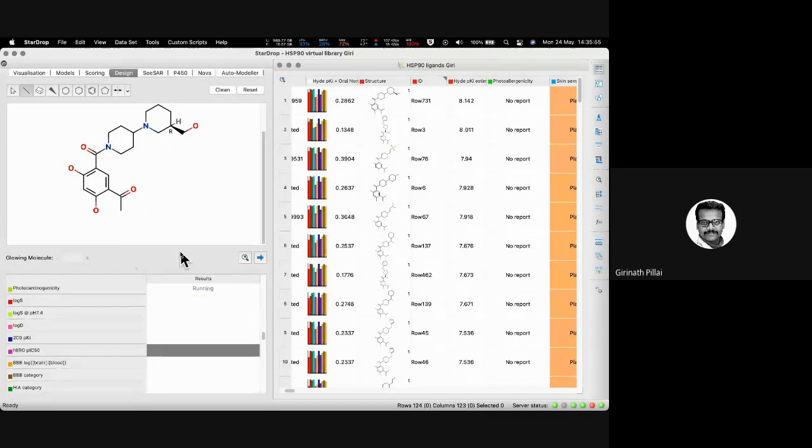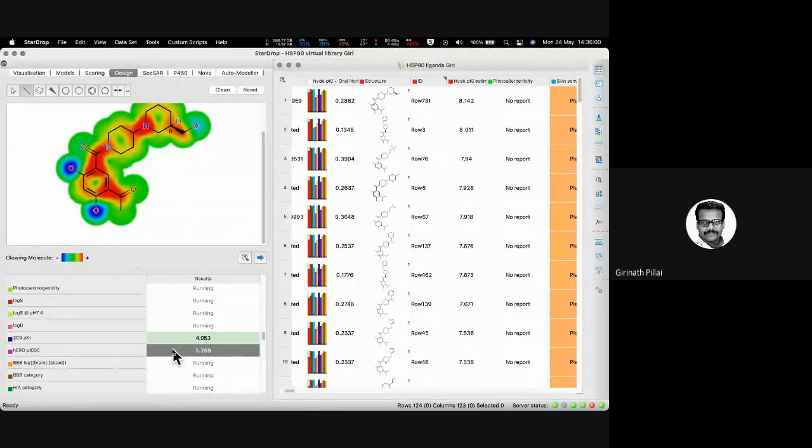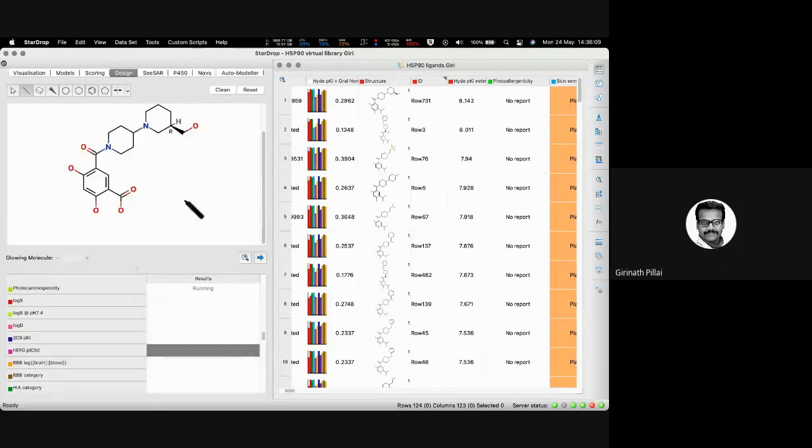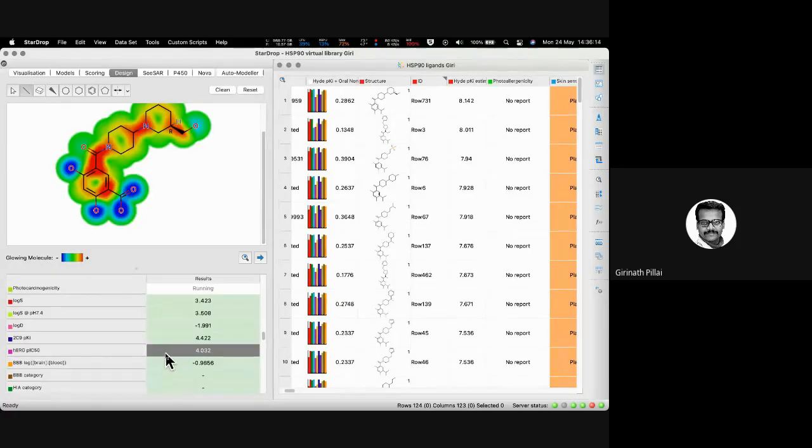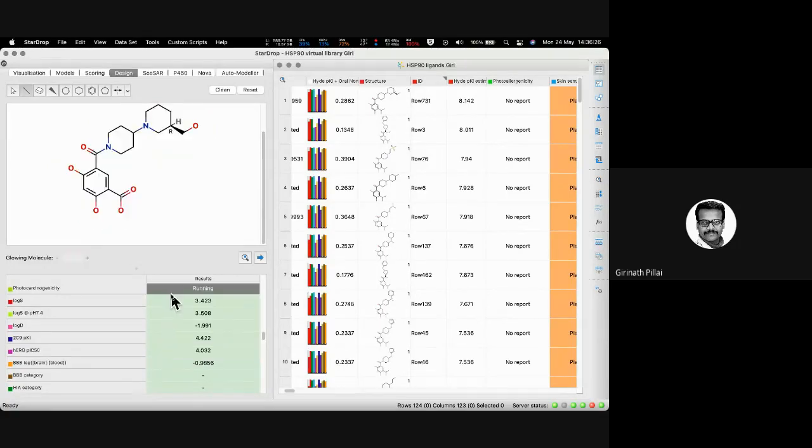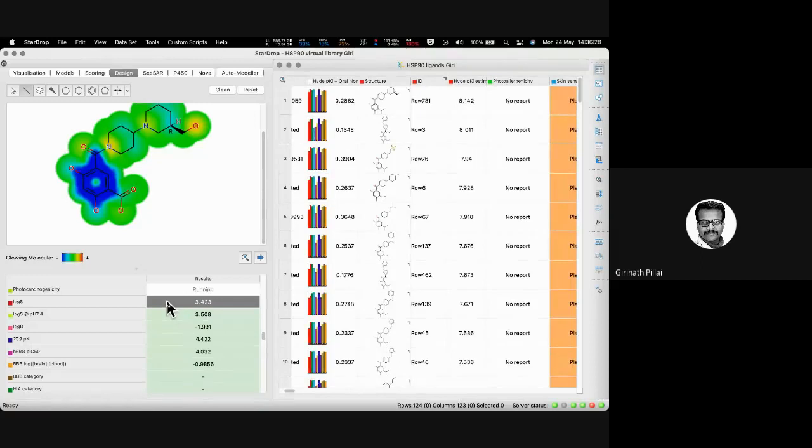Let me make this a keto group. Okay, I made a keto group here. It is running. Still, it is the same, not much difference. Now, let me convert both the methyl groups to carboxylic acid groups. Okay, so I'll just make hydroxyl here. And let me see how it is calculated. Oh, drastically reduced. It is 4.032. So two methyl groups I replaced with a carboxylic acid group. I could see the hERG has reduced without much affecting the solubility, right?